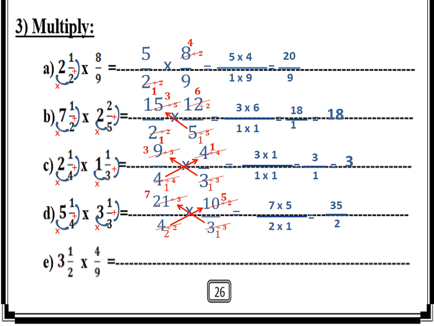Finally, 3 1 over 2. Changing to an improper fraction, I will say 2 times 3, which is 6, plus 1, 7 over 2, times 4 over 9. Are 7 and 9 together in any timetable? No. So 2 and 4 are together in table 2. Divide by 2 up and down. 4 divided by 2, which is 2. 2 divided by 2, which is 1. What's left up? 7 times 2. Down, 1 times 9. So it's going to be 14 over 9.